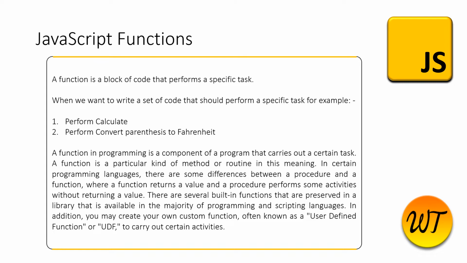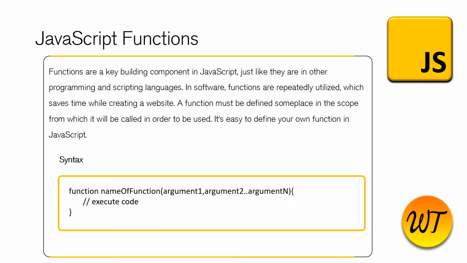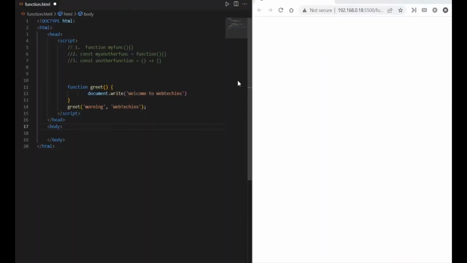Functions are a key building component in JavaScript, just like they are in other programming and scripting languages. In software, functions are repeatedly utilized, which saves time while creating a website. A function must be defined someplace in the scope from which it will be called in order to be used. It's easy to define your own function in JavaScript. In this video, we are going to see what a function is. A function is a block of code that performs a certain task.